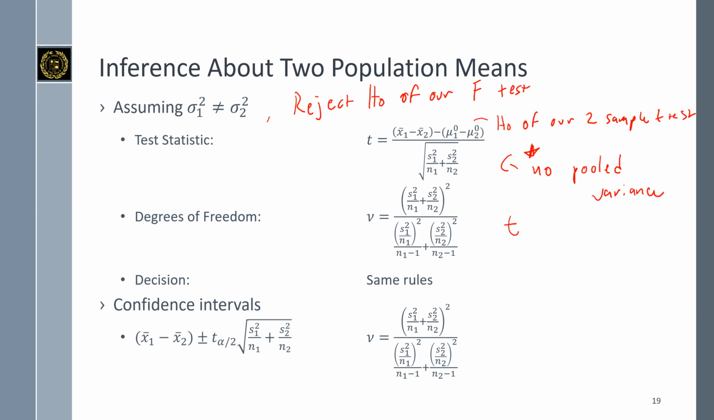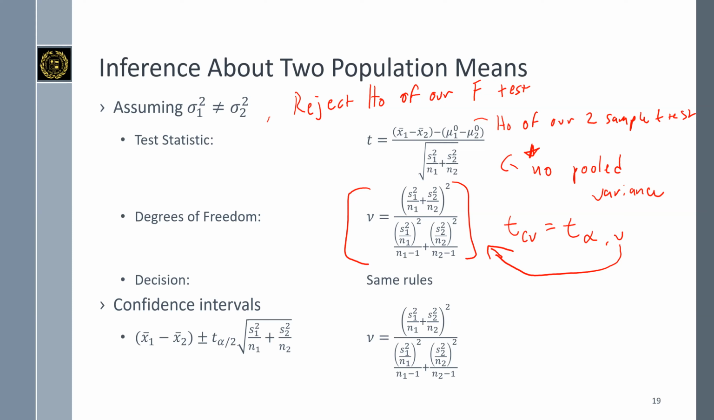Now your t critical value, this one gets a little bit more intense. It's alpha, and you still have your degrees of freedom, but to get your degrees of freedom, you're going to use this formula. Now the decision rules still apply. If it's a left tail, right tail, or two-tail test, you compare your t-stat to your critical value, which we seem to have no problem with so far in the class.